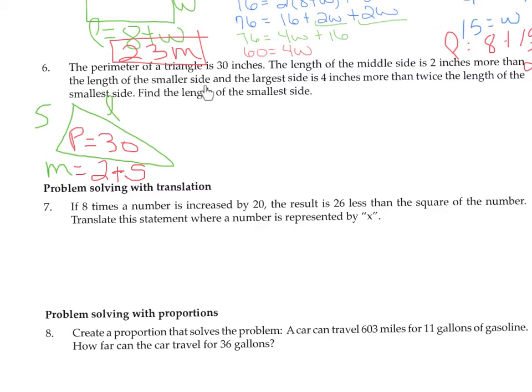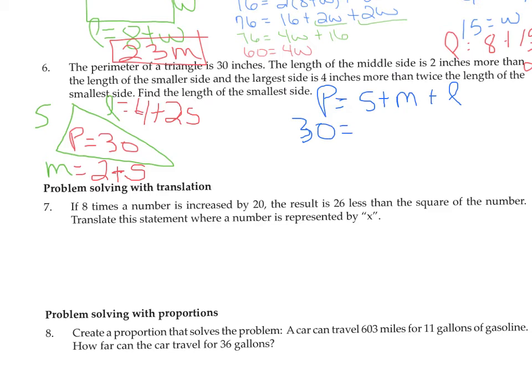What else do we know? The largest side, so that's up here, is 4 inches more than twice the length of the small side. So again, the largest side is 4 inches more than twice is times 2, the length of the smaller side. So we have some equations, some expressions here to help us out. All right, what do we know about the perimeter of a triangle? Do we know a formula? Turns out the perimeter of a triangle is just the smallest side plus the middle side plus the longest side. So if we add up all the sides, it will equal the perimeter, which is 30.